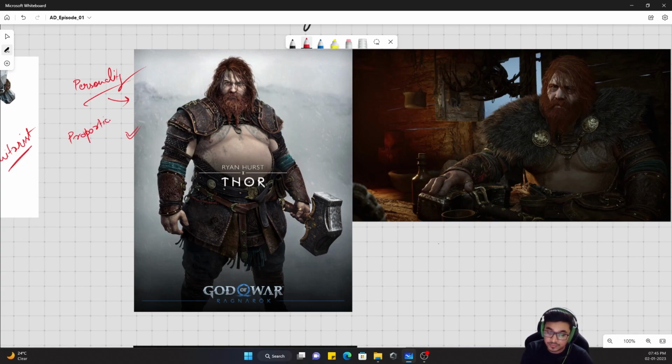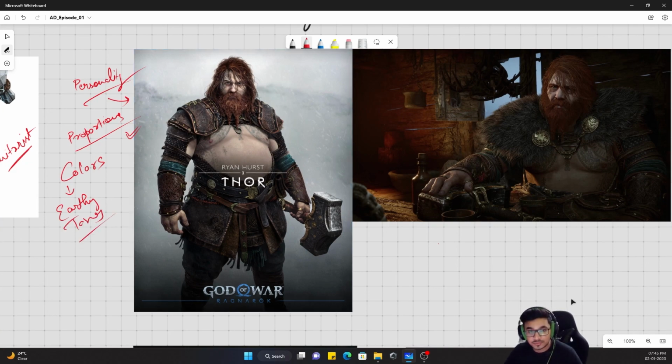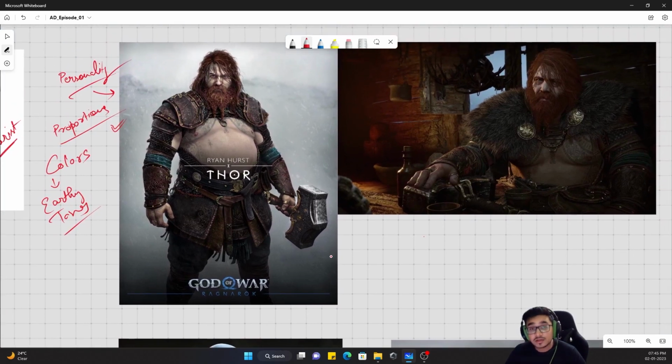proportions. What makes up a character? Also colors, which were the earthy tones. Yeah, so these were the main factors which anybody can guess at first. So this was one of the characters. Why is the character design of this game so strong?